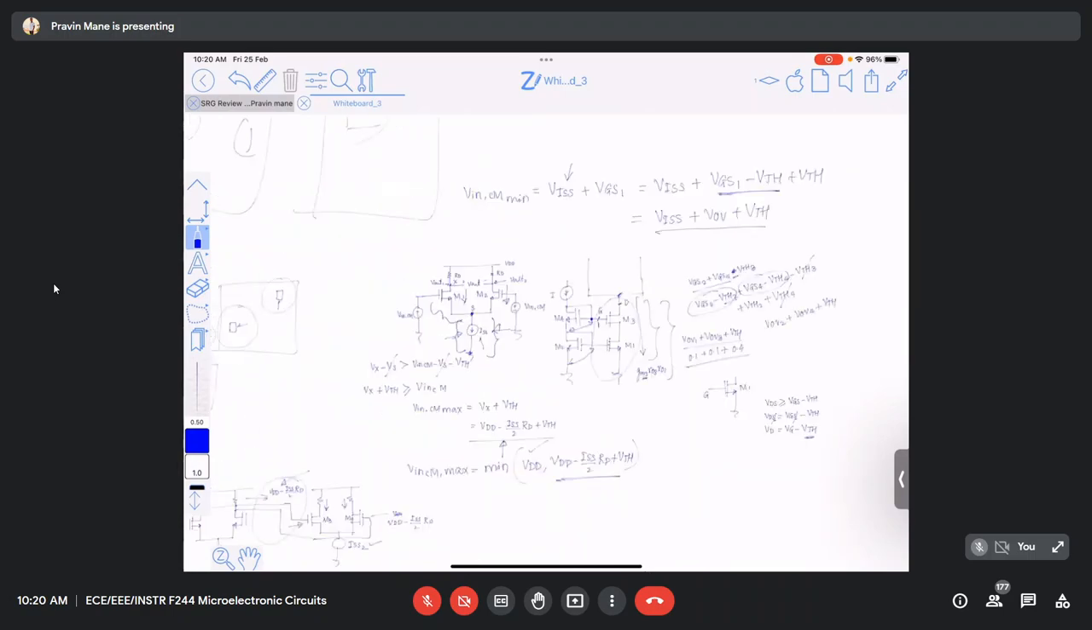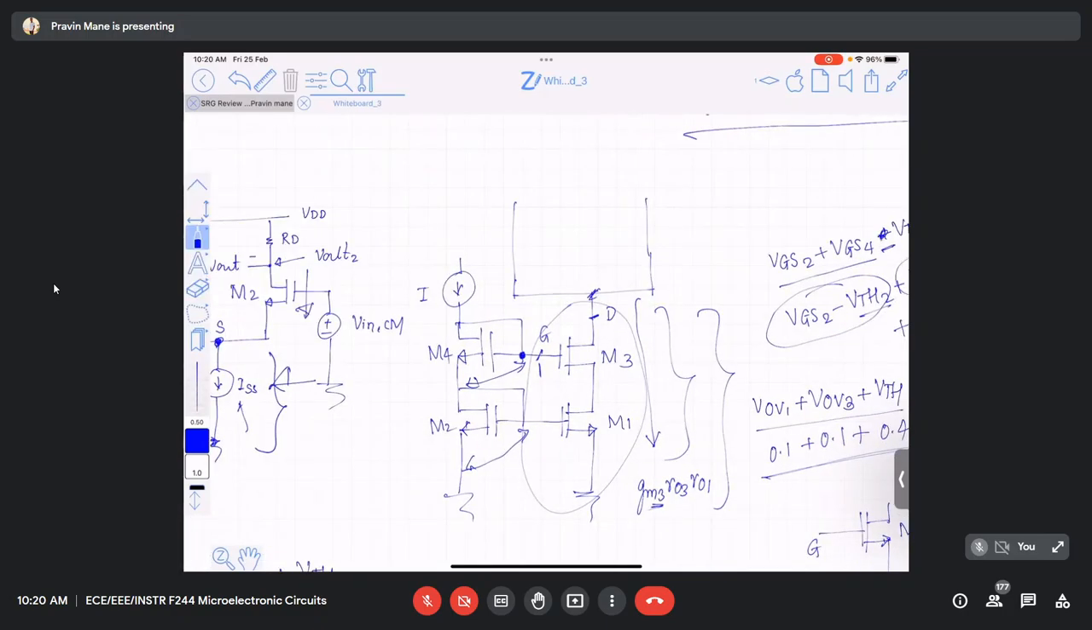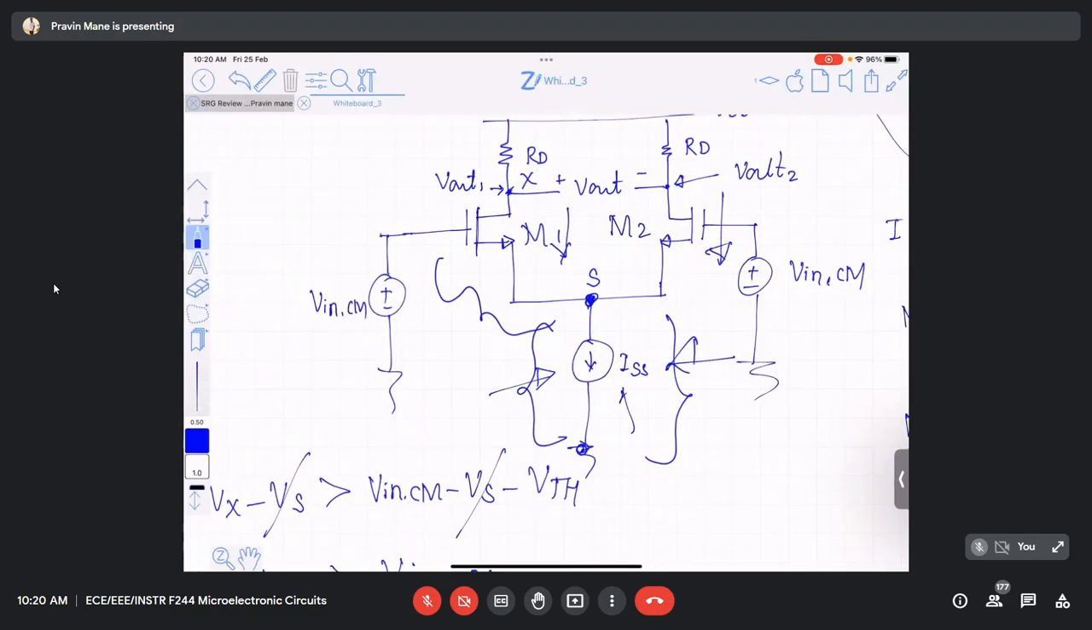Originally, I drew this circuit, right? Who will decide the voltage at this point? Which circuit will decide the voltage at this point? The lower circuitry or the circuitry connected here? The upper circuitry, right? Whatever voltage is at this point, minus VGS will be the voltage at this point. Agree? Now, what value of VGS will I be choosing here, between gate and source?